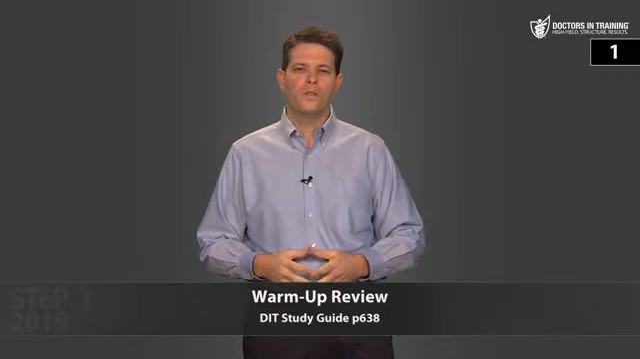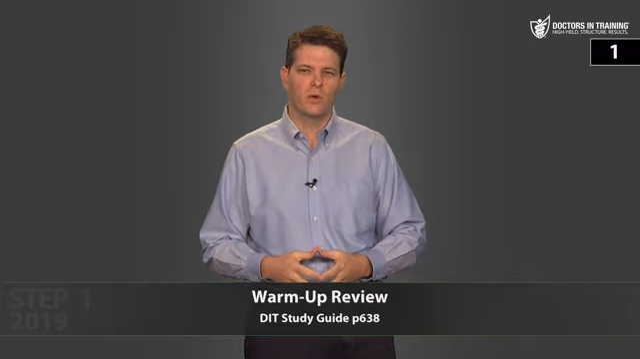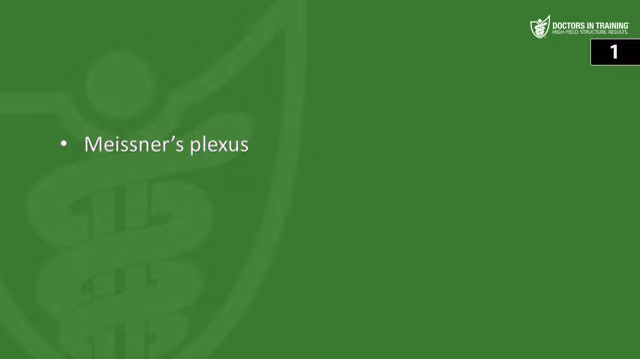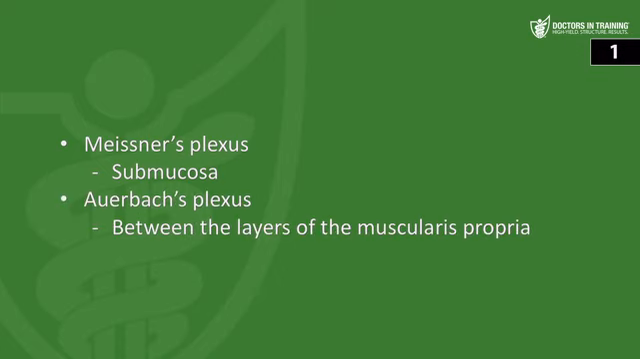Let's go through the warm-up for Endocrine 2. First question, what are the two nervous tissue bundles that run through the GI tract and where are they located? So there's Meissner's plexus, which is located in the submucosa, so sometimes it's called the submucosal plexus, and there's Auerbach's plexus, which is located between the two layers of the muscularis propria. This is also called the myenteric plexus.